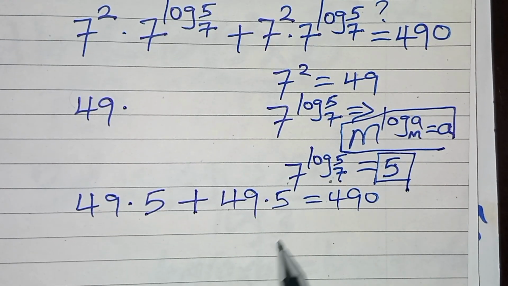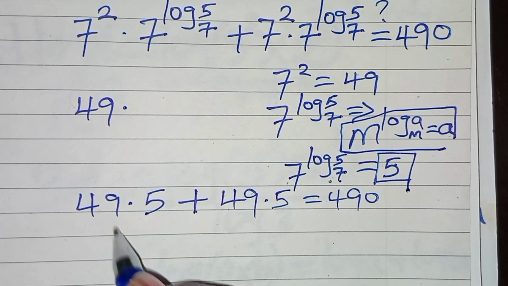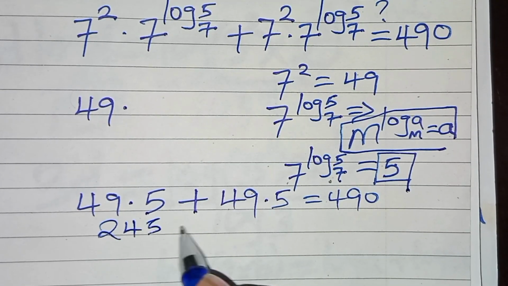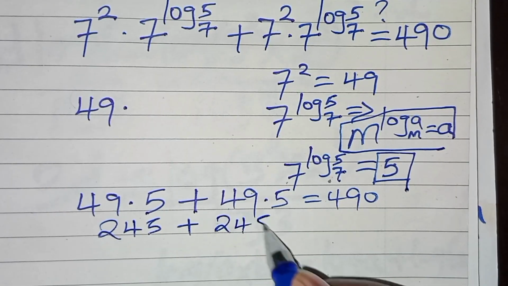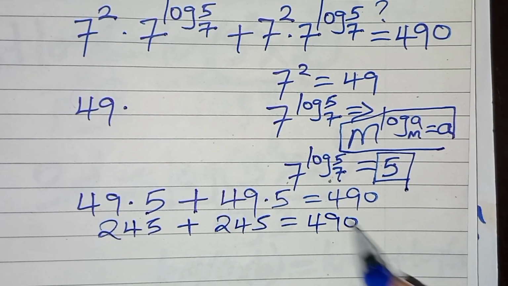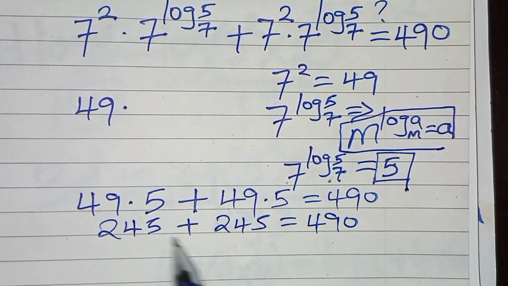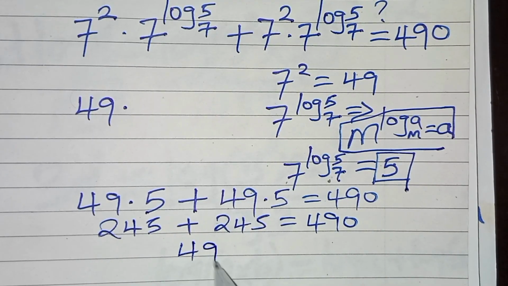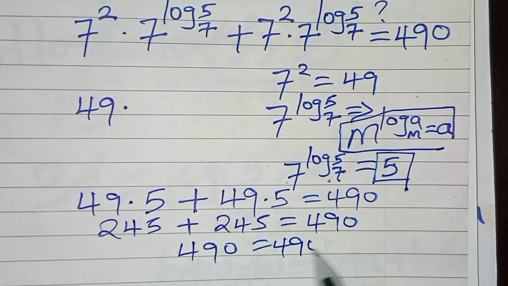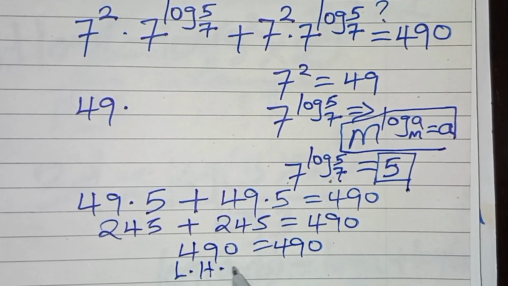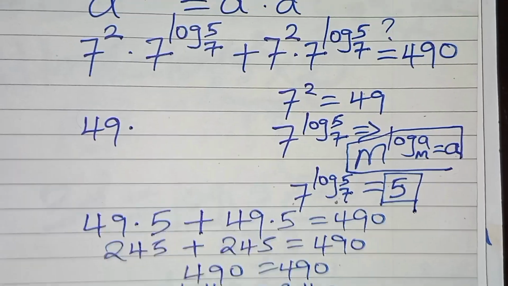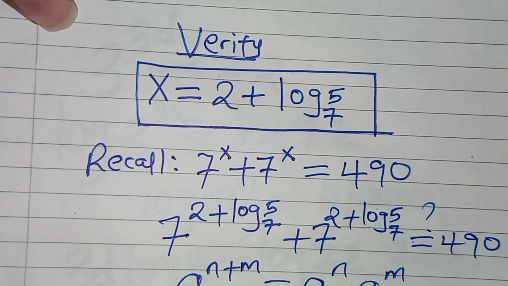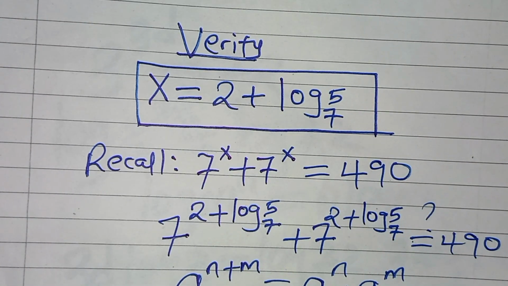So 49 times 5, this is 245, plus, again 49 times 5, this is 245. And this is equal to 490. So 245 plus 245 is 490. And this shows that actually the left-hand side is equal to the right-hand side. And that affirms that the value of x, which is 2 plus log 5 to base 7, actually satisfies the equation.